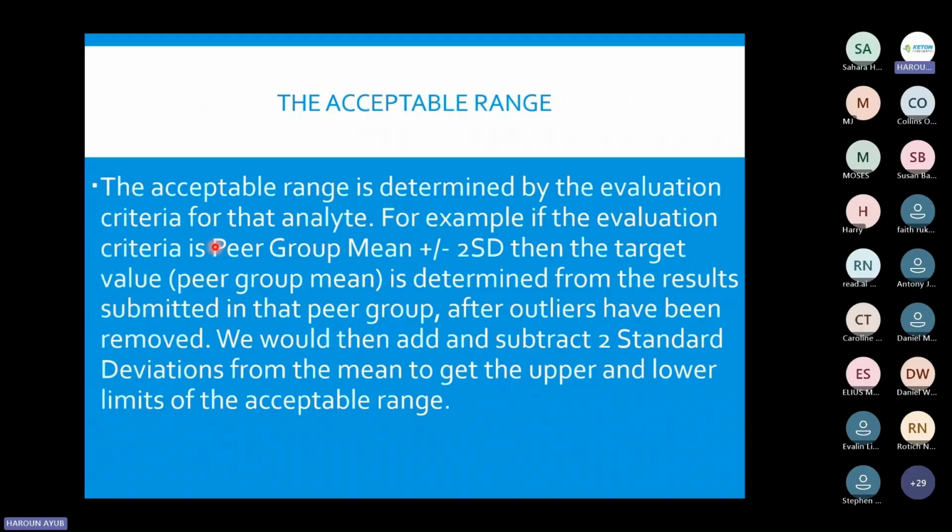The acceptable range is determined by the evaluation criteria for that particular analyte, remember. So each analyte has its own acceptable range. Once this acceptable range is obtained, it will determine how we calculate that standard deviation. If the evaluation criteria for a peer group is plus or minus 2SD, then the target value is determined from the results submitted in that peer group. After outliers have been removed, we will then add and subtract 2 standard deviations from the mean to get the upper and the lower limits.